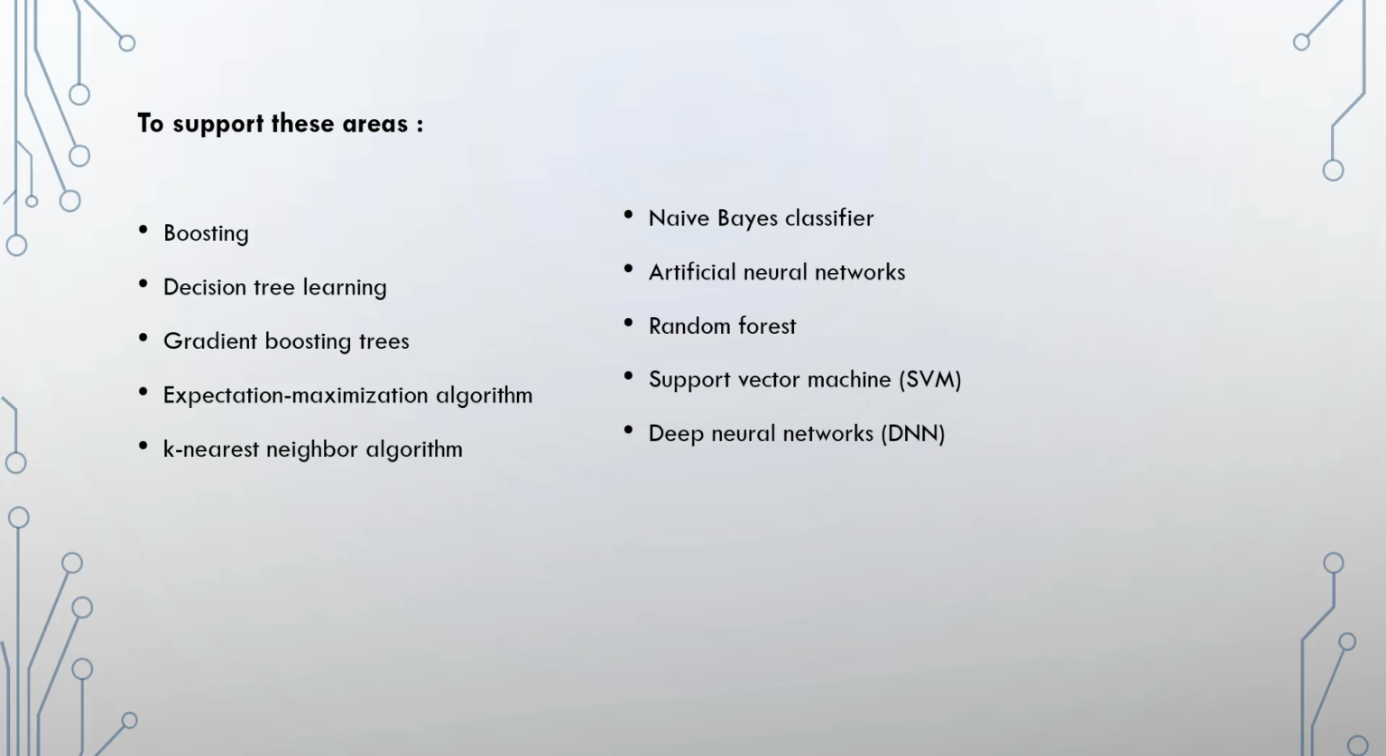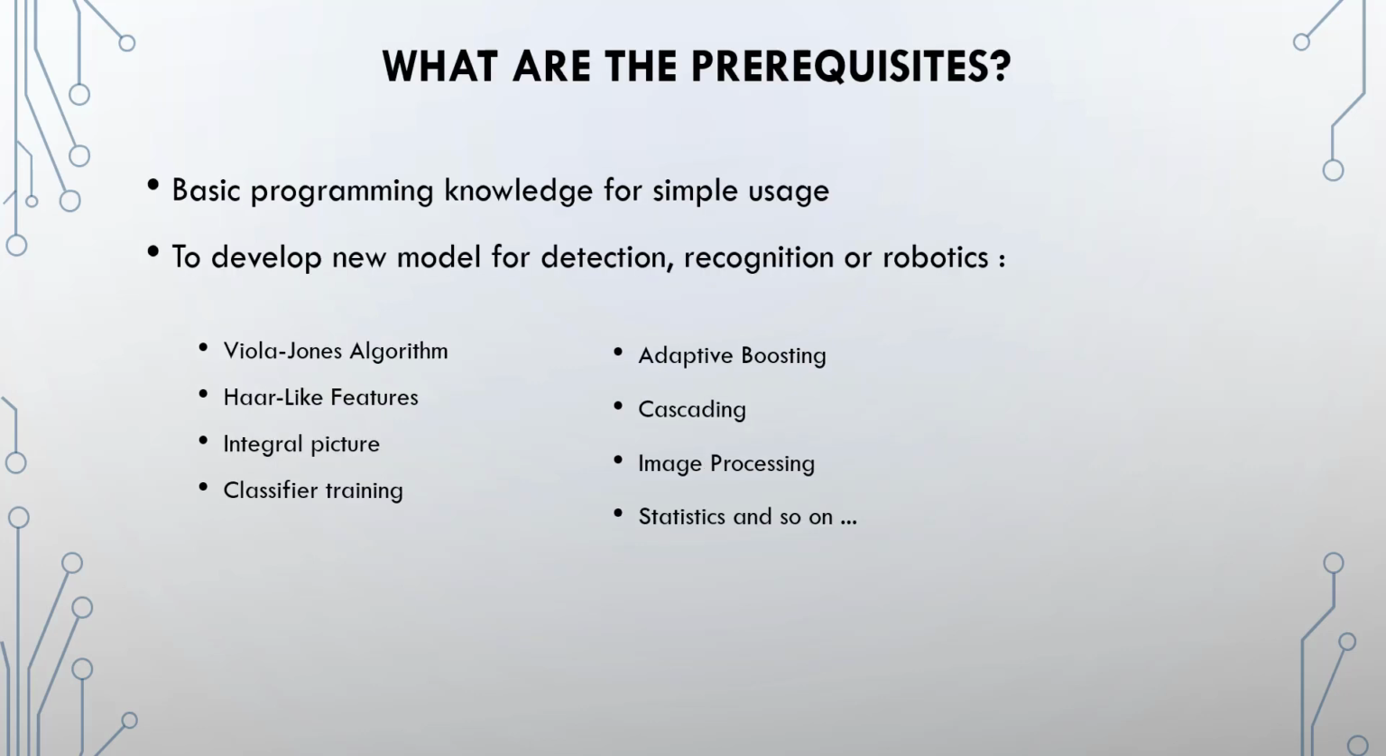To support some of these areas, OpenCV includes a statistical machine learning library that contains boosting, decision tree learning, gradient boosting trees, expectation maximization algorithm, k-nearest neighbor algorithm, naive Bayes classifier, artificial neural networks, random forest, support vector machine, deep neural networks. What are the prerequisites?